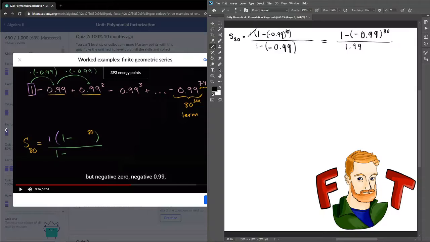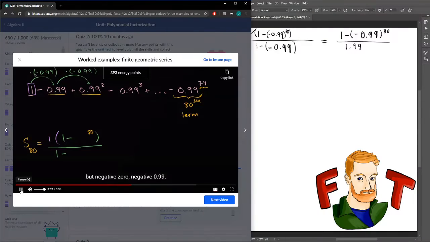See, this is actually challenging. So let's see what he has to say about it. Negative 0.99. So let me write that. Negative 0.99, and of course, that is going to be to the 80th power all over 1 minus negative 0.99. And so we could simplify this a little bit.